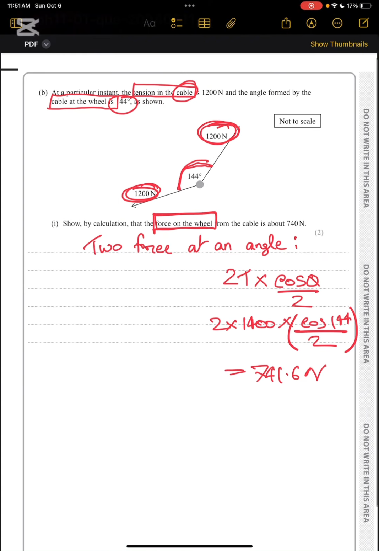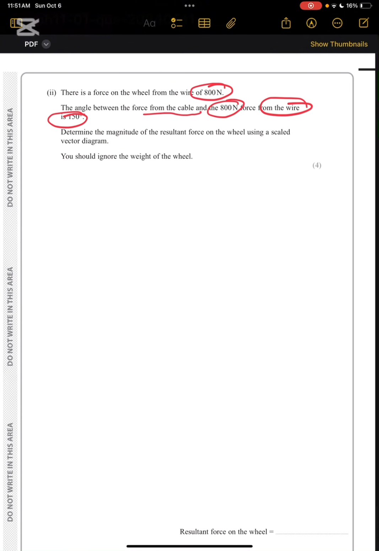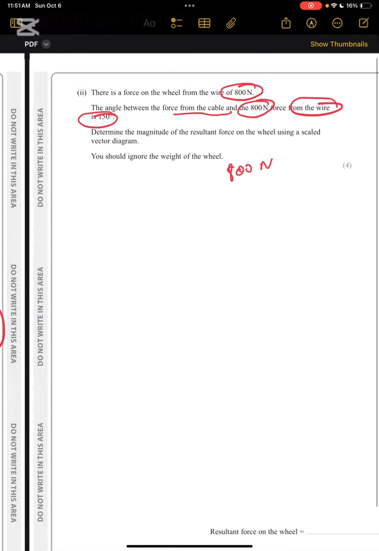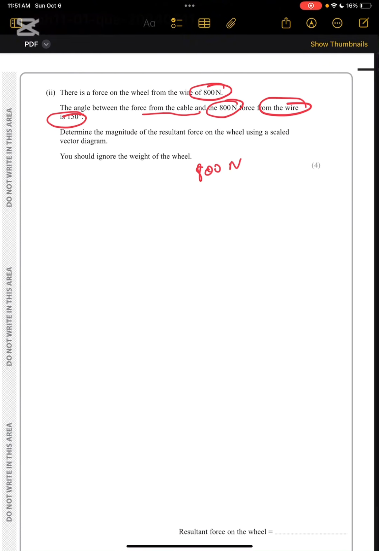We have found the force from the cable. This is the force from the cable on the wheel. So we can use a vector diagram to find out. We know the force from wire is 800 Newton and the force from the cable that we have found out previously was 742 Newton. So we have to find the magnitude of the resultant force.